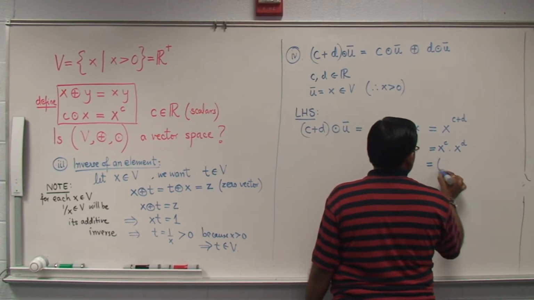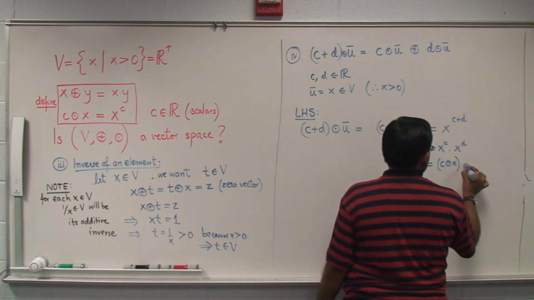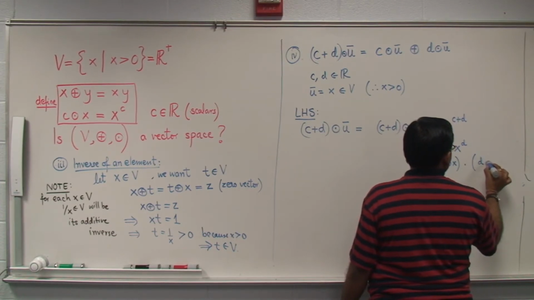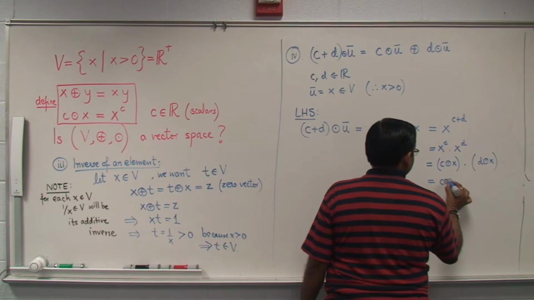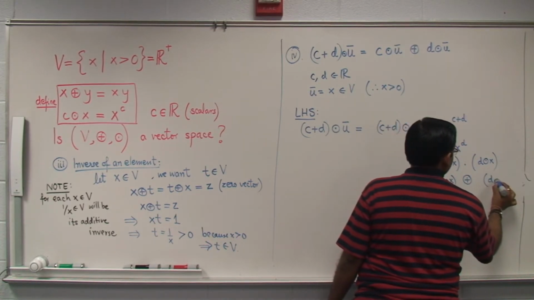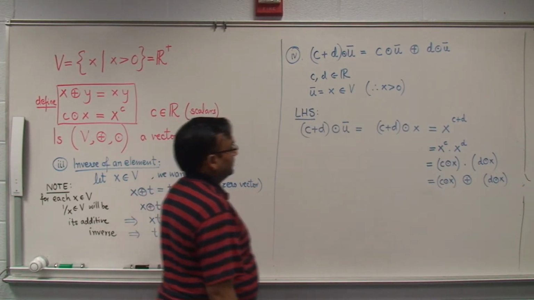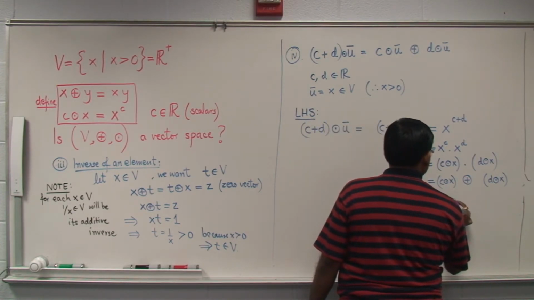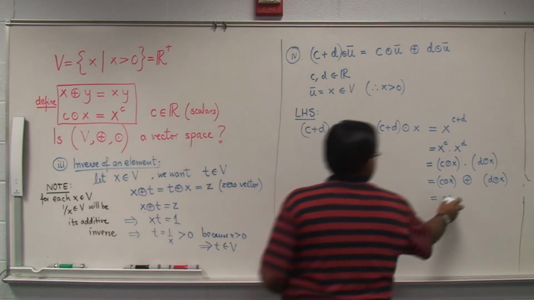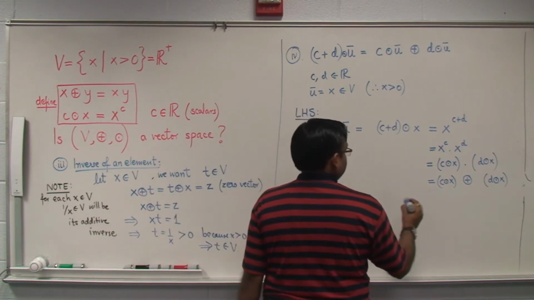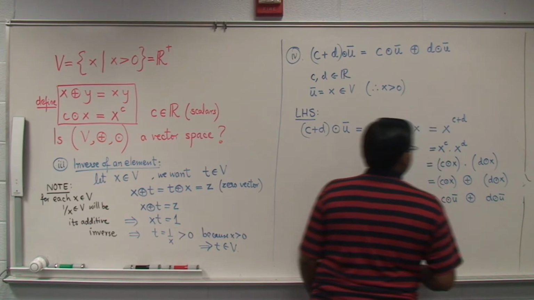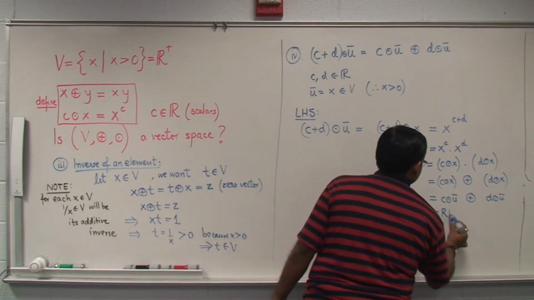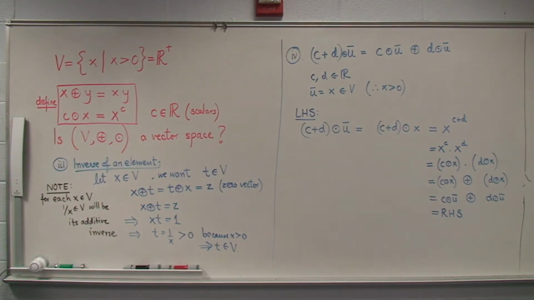Now we can say x to the c is nothing but c times x, and x to the d is nothing but d times x. But this is a regular multiplication, so this can be now interpreted as addition in our case, and hence we have c times x plus d times x, which is the same as saying c times the vector u added to d times the vector u under that addition, and this happens to be your right hand side. So this happens to be your right hand side, hence we have shown that that axiom also holds true with these particular operations on this particular set.